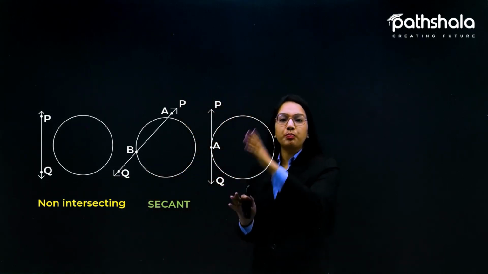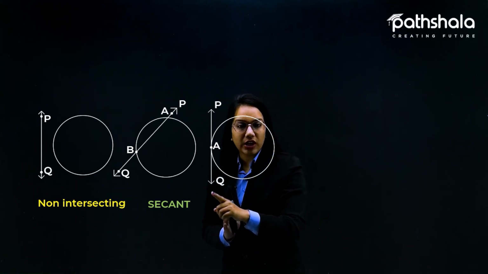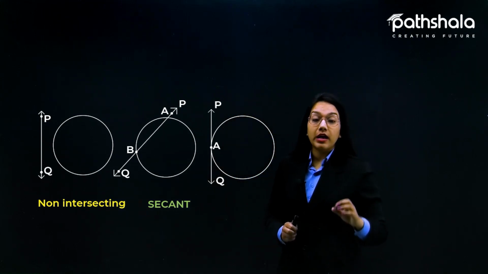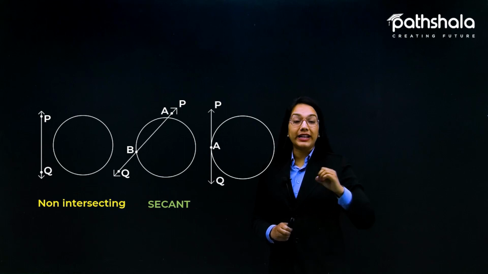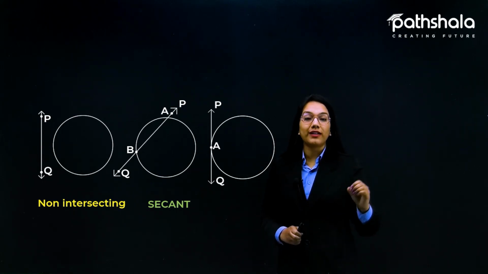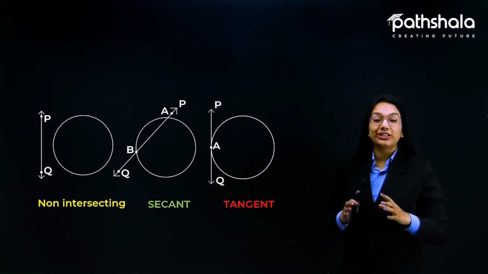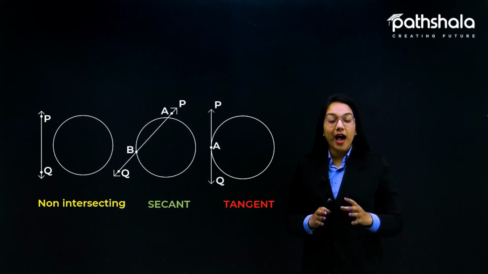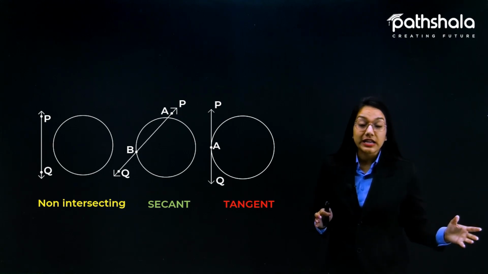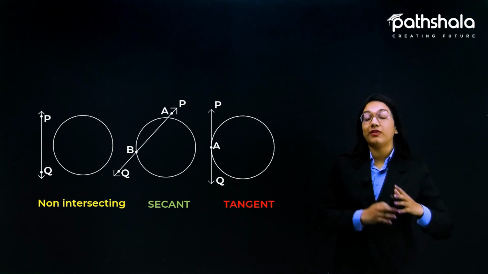Now what is this PQ line with this circle? Since PQ intersects this circle at exactly 1 point, whenever any line intersects the circle at exactly 1 point, it is called a tangent. So if we have a line and a circle in a given plane, then 3 possibilities can arise: either they are non-intersecting, or we get a secant, or we get a tangent.